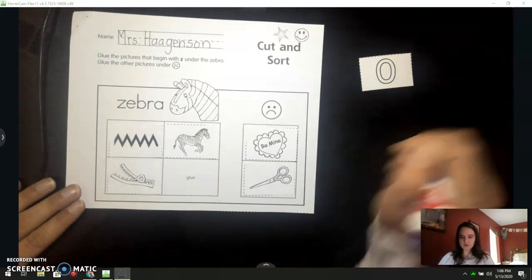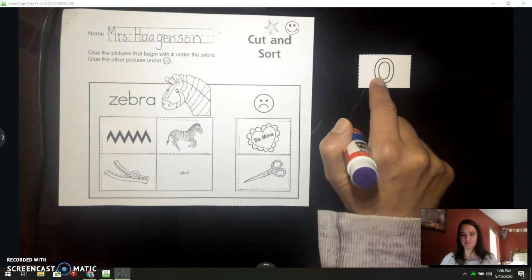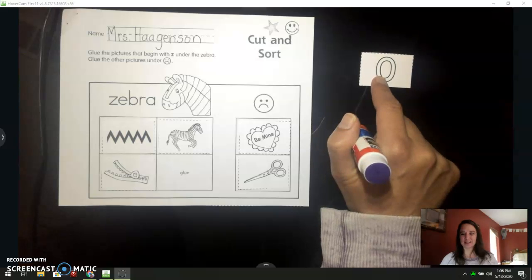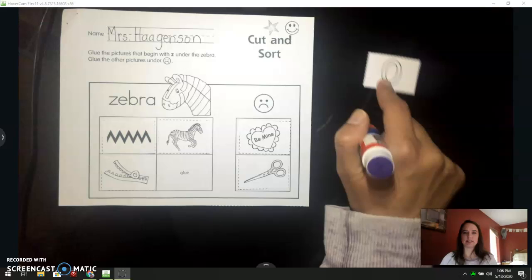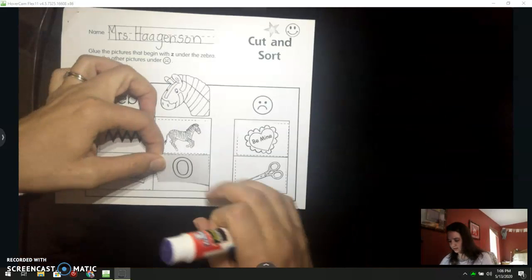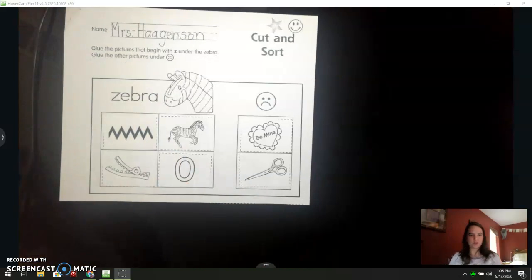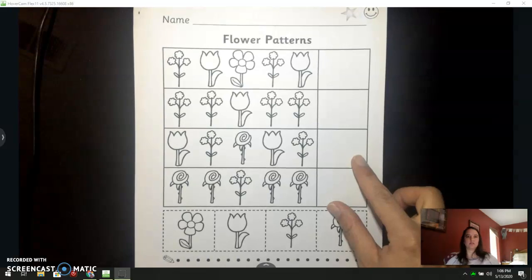And we have one more. I think it's going to go here. Zero. Does zero start like the sound of zebra? Zebra. Zero. Both start with the Z sound. Let's glue it on here. Great job.